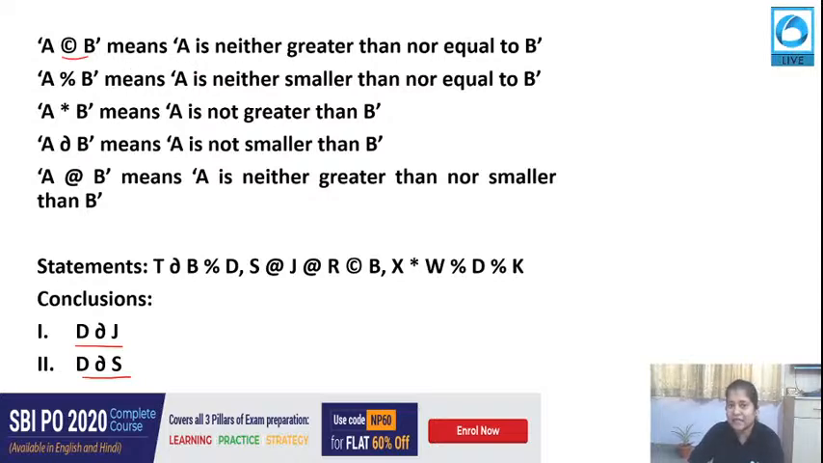A is neither greater than nor equal to. So that means it's less than, neither smaller than nor equal to. So this is greater than, not greater than. That means less than equal to, not smaller than. That is greater than equal to. And this has to be equal to, right? So these are the meanings of these.